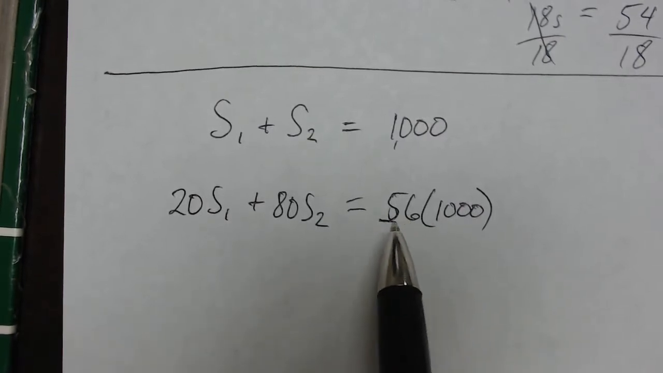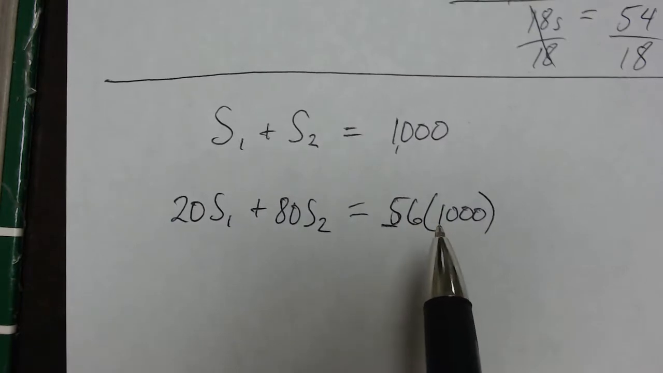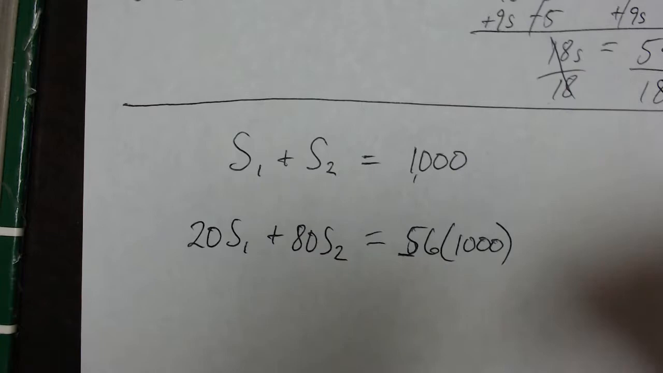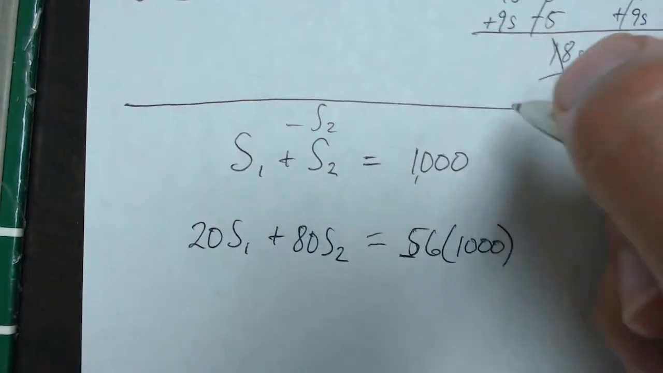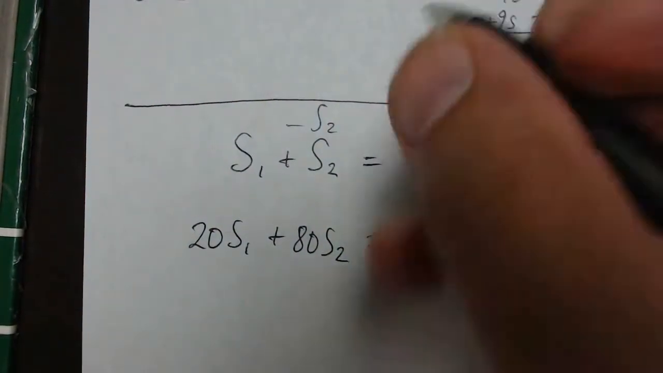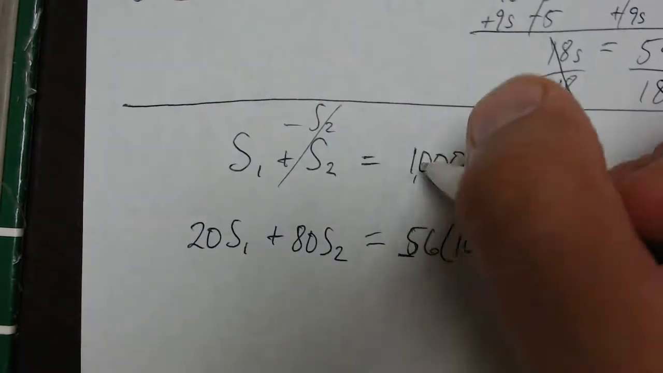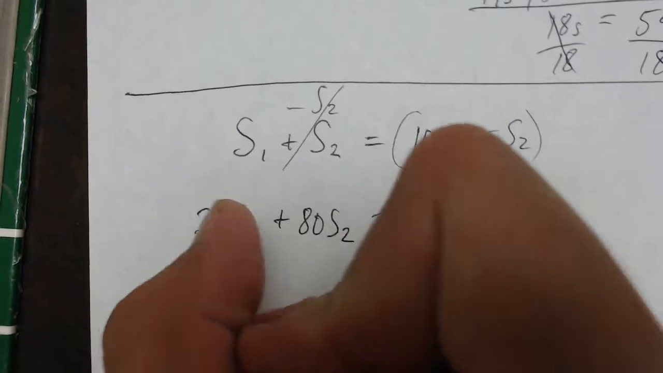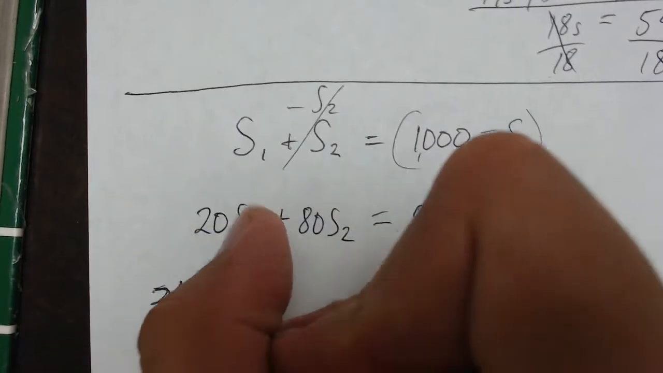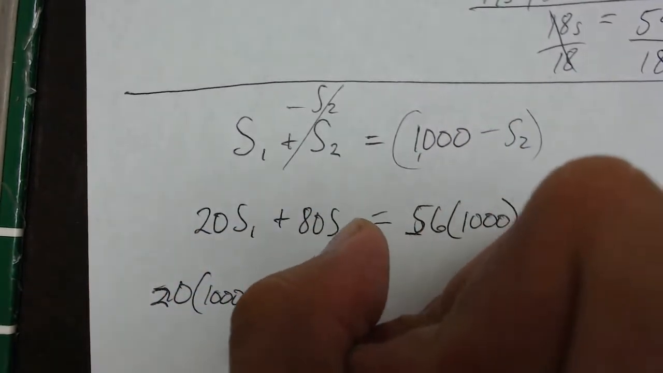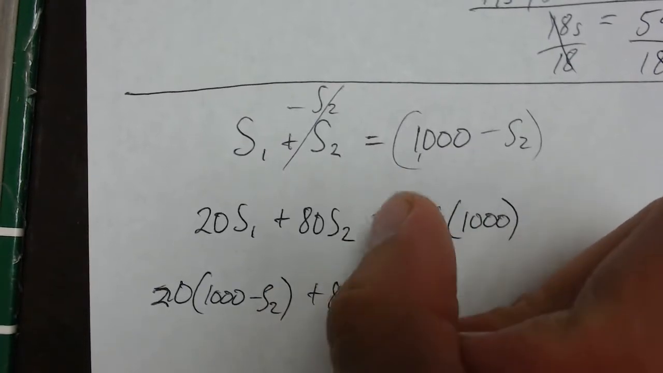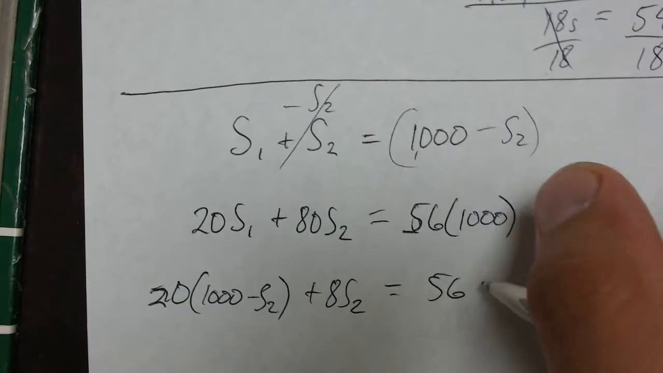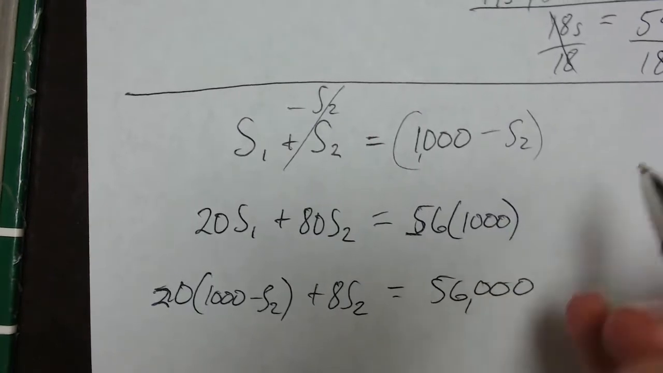So the extra thing here is this solution percent of the last problem. So all we do here is subtract the second solution from each side, and then we know that solution 1 is equal to 1,000 minus solution 2. So then I'll substitute that here. I have 20 times 1,000 minus solution 2 plus 80 solution 2 equals 56,000. I'll go ahead and multiply that.